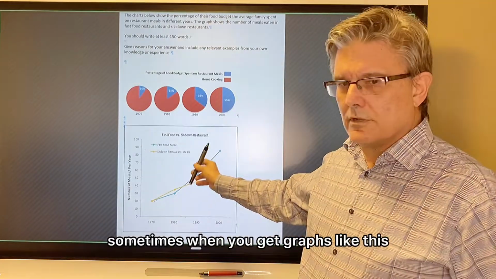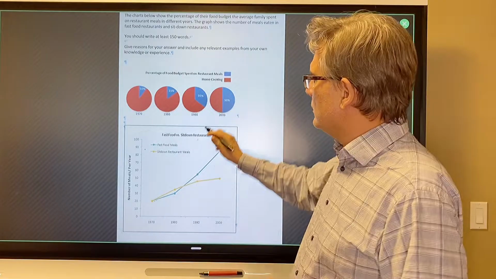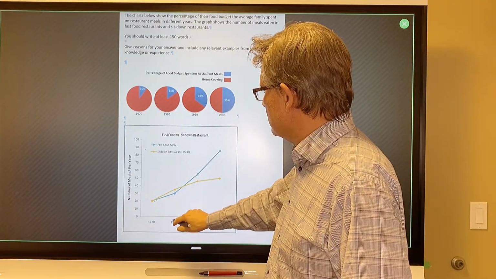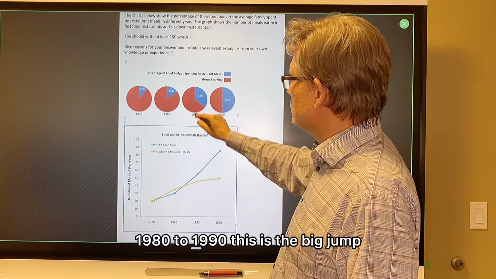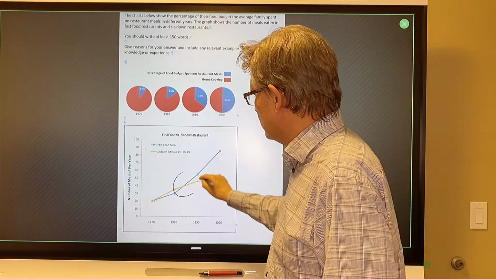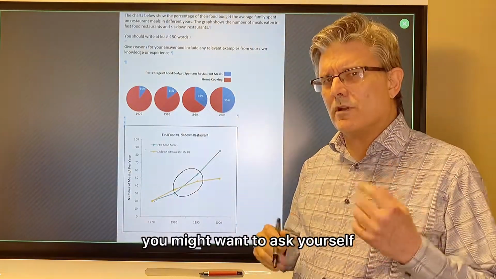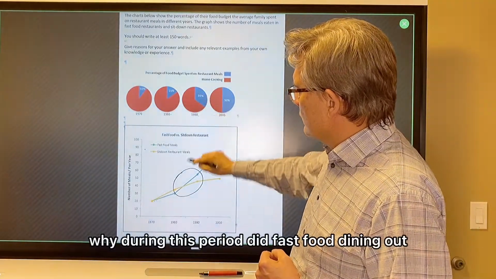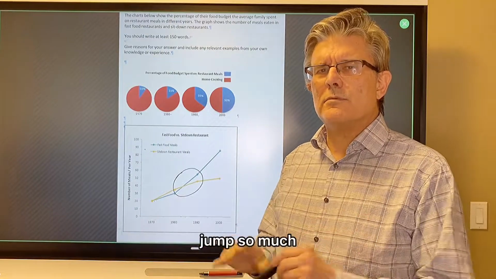Sometimes when you get graphs like this, it's nice to try to compare them. So we have from 1980 to 1990. This is the big jump. So the question you might want to ask yourself is, why during this period did fast food dining out jump so much?